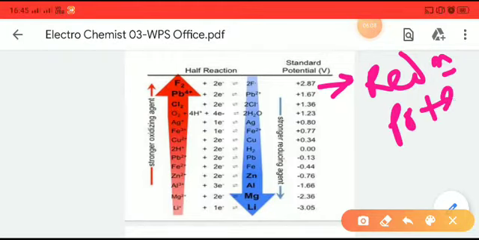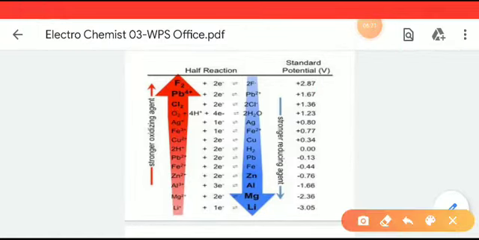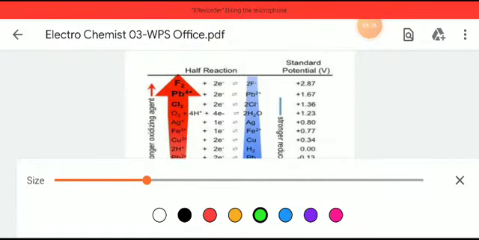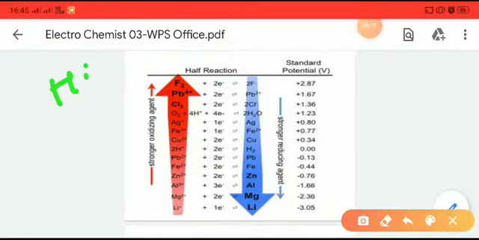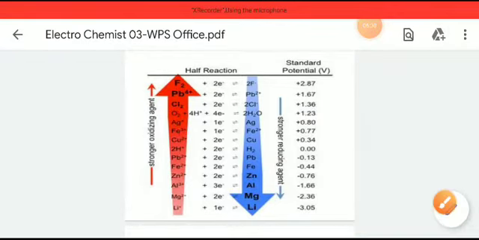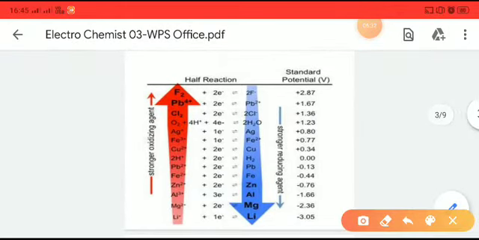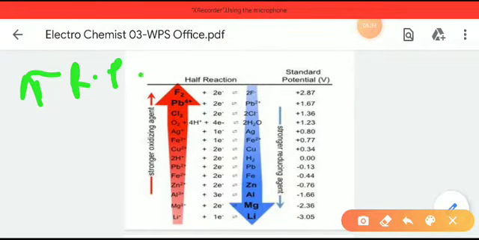Remember, the higher the reduction potential, the greater the ability to take electrons or become reduced. So we can say the higher the reduction potential, the greater will be the electron acceptance power.